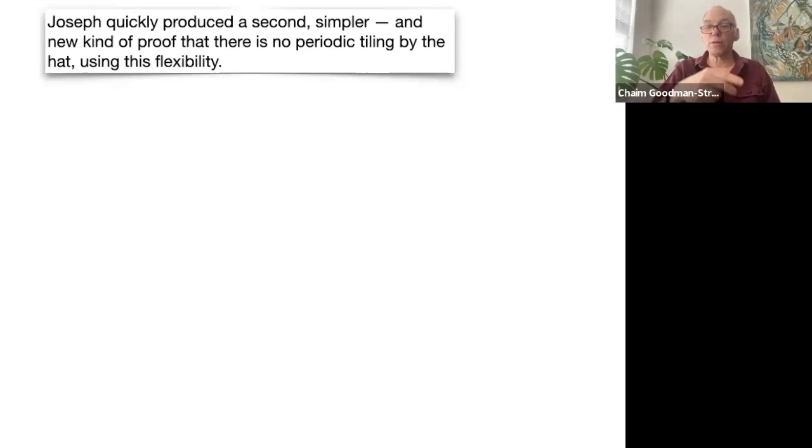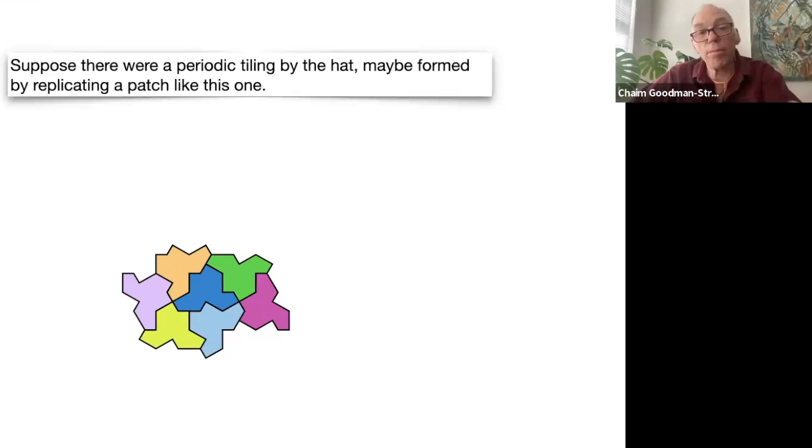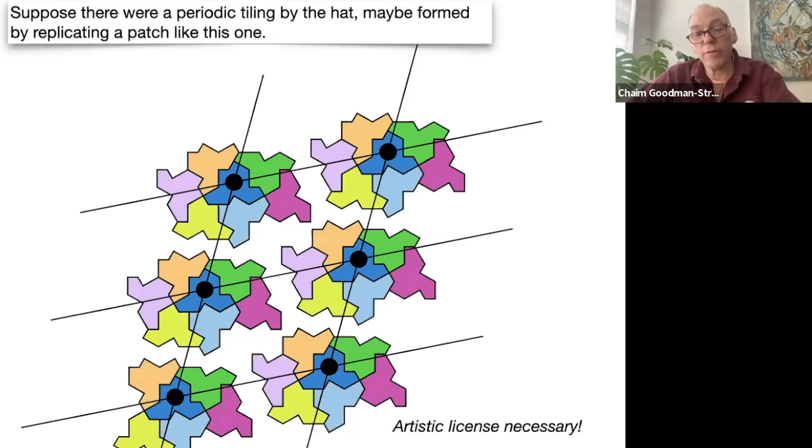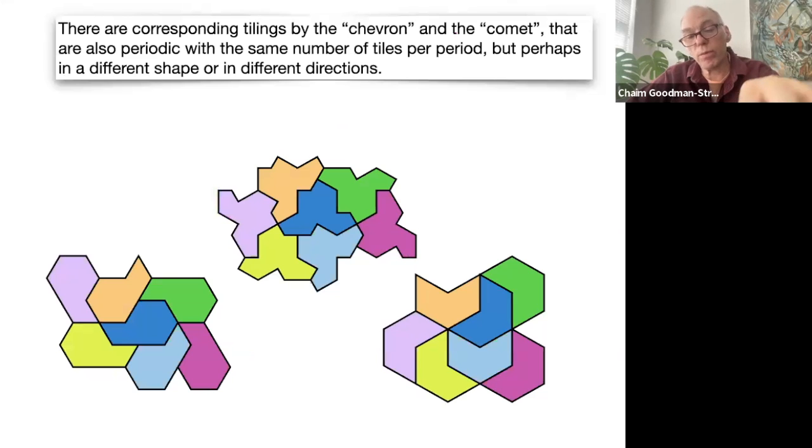And the first of the 3 was in the original paper. And the proof is something like this. Suppose that there were a periodic tiling. Well, obviously I need artistic license to make any kind of picture of it. But suppose it's that one. Well, then the chevron and the comet, these other 2 tiles, do admit periodic tilings. That's not the point. But the point is that they'd have to admit periodic tilings that were essentially the same, combinatorially equivalent to the periodic tiling by the hat. So in other words, there'd be a periodic tiling by both of the 2 on the bottom that had the exact same structure, derived from the hat.